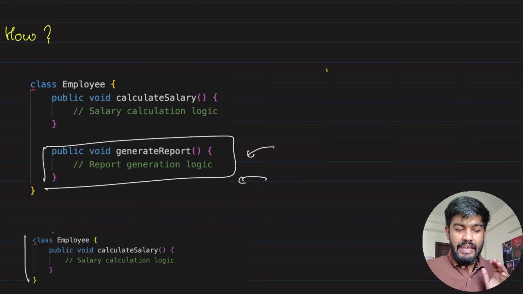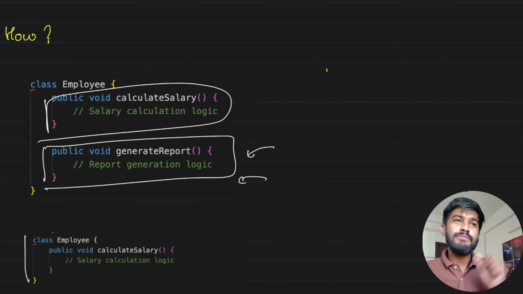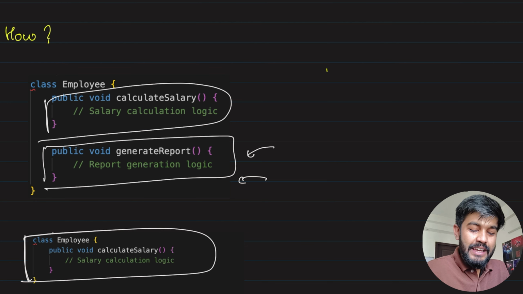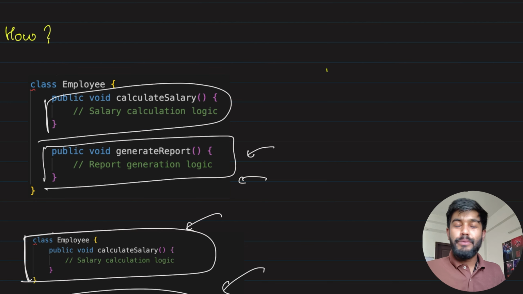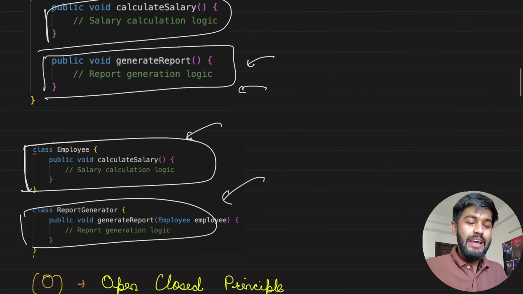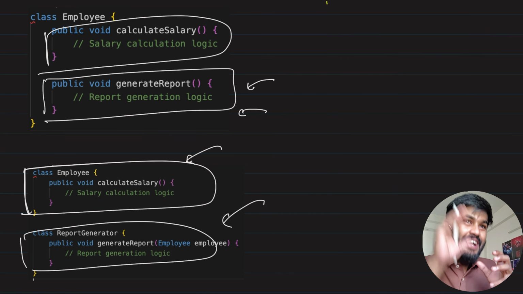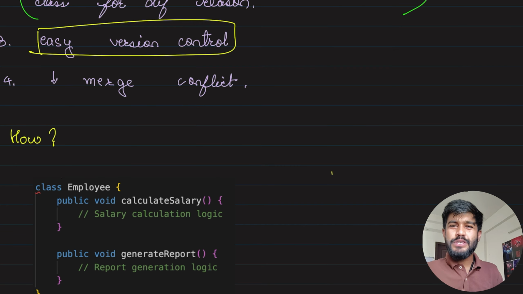But let's say if this employee class has multiple concerns, then he can't really just unwind this employee class to calculate salary or report generator. He can't just simply unwind this. So he needs to see if any other thing is getting affected or not. So, easy version control.